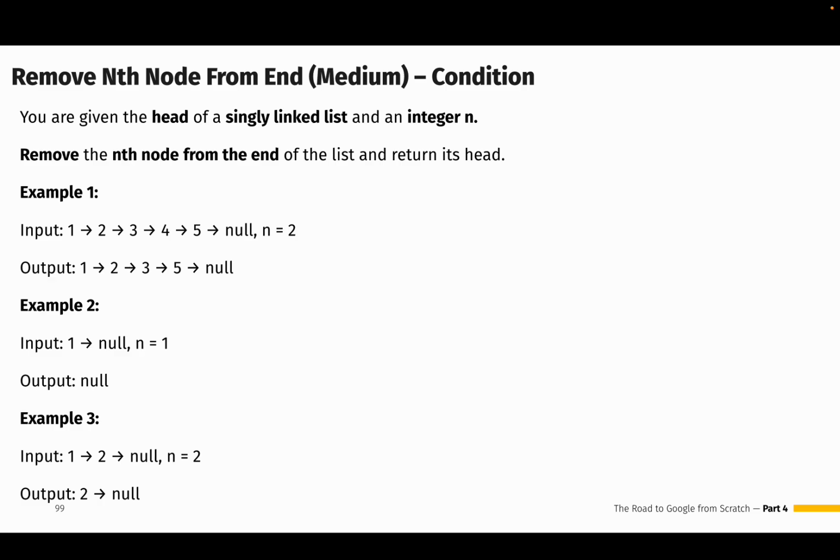We'll have an example where we have initially one linked list with values 1, 2, 3, 4, 5, and n is equal to 2, which means that we want to remove this element because we count from the end 1, 2. It means that we want to remove 3, and in the end we will have a linked list with nodes with values 1, 2, 5 and null. So I hope it's clear.